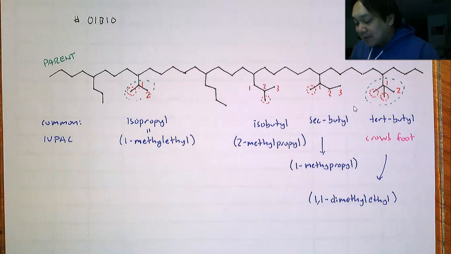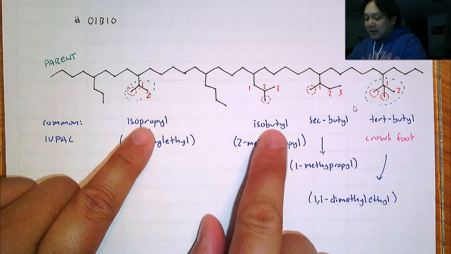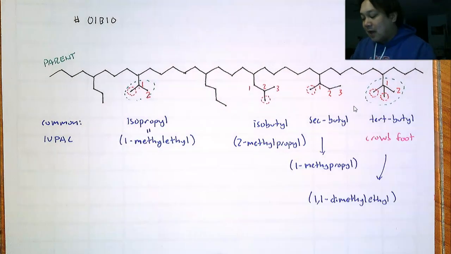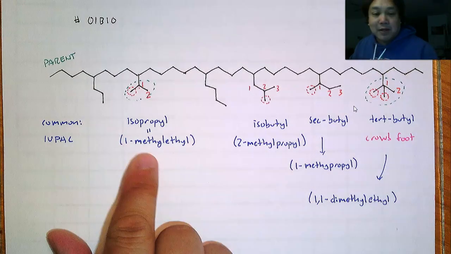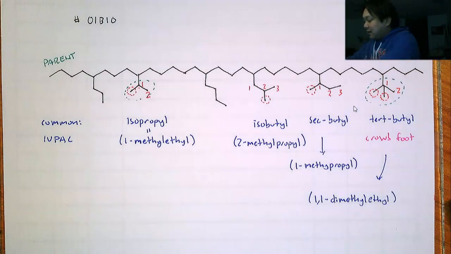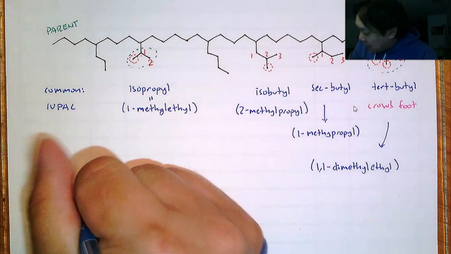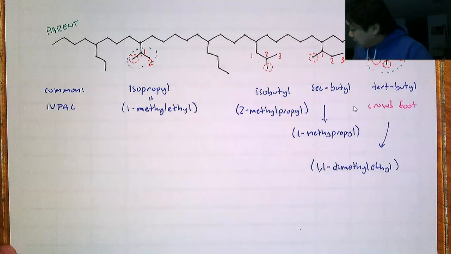So for most classes, the professor would want you to memorize these 4 branched substituents, and you should also know how to name them in the IUPAC fashion. Let me show you an example that uses this nomenclature. 1, 2, 3, 4, 5, 6, 7, 8. Let me have 8 carbons in a row.